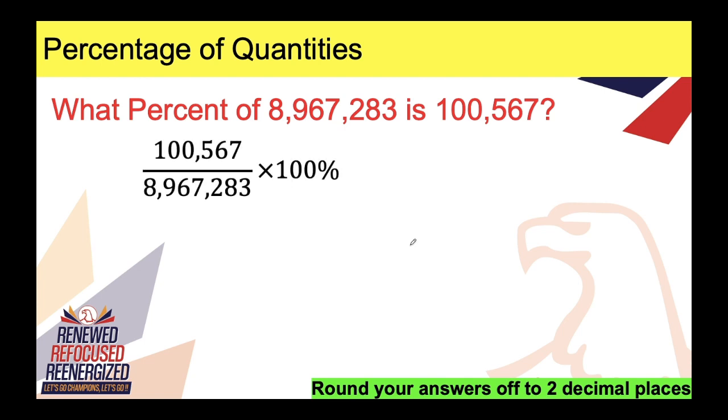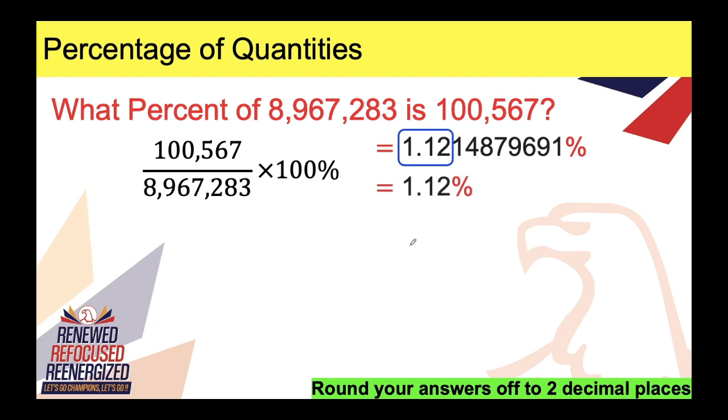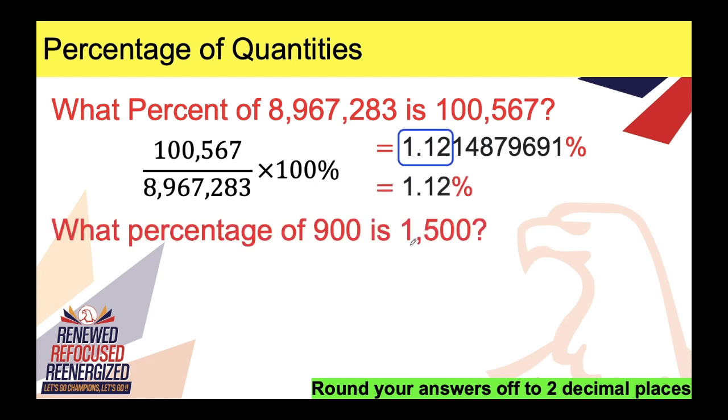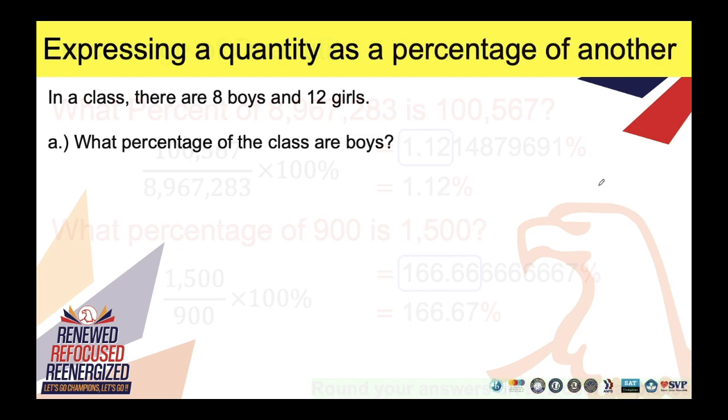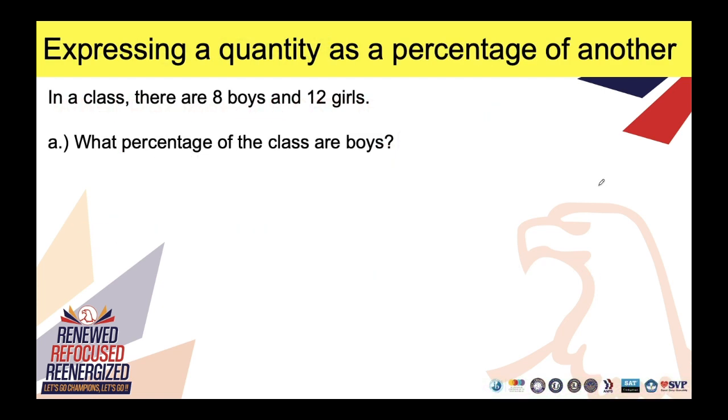Okay, to 2 decimal places, 1.12%. Next item. Okay, then to 2 decimal places, this must give us 166.67%. And that is how to find the rate of percentage. Okay, this time, before we proceed, by the way, we first express a quantity as a percentage of another quantity.